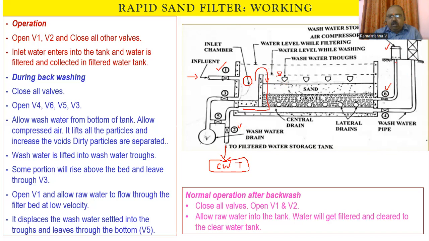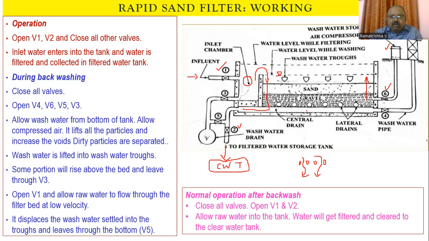If you open this valve, the compressed air will enter the filter bed from the bottom. So if you open this, the air will pass through the gravel and into the sand. When you're sending air, the closely packed particles of sand get opened up like this. Ultimately, whatever dirty particles are attached here and clogging the downward water movement will go down to the bottom.